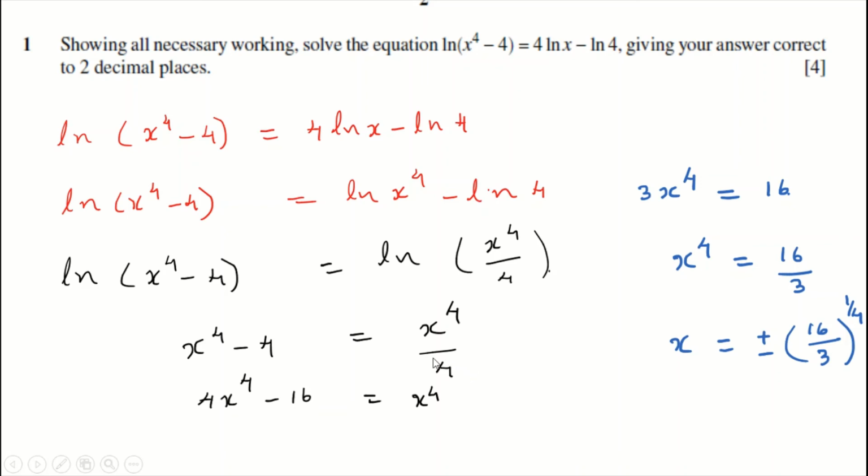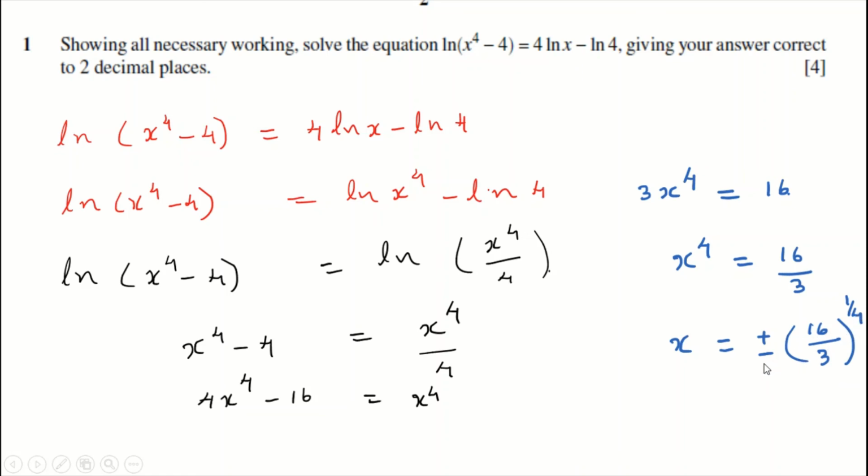Then we cross multiply by this 4. When you multiply this side by 4, it will be 4x to the power 4 minus 16 equals x to the power 4. Then this x to the power 4 is taken to the left hand side and 16 is taken to the right hand side, which will simplify the equation to 3x to the power 4 equals 16, and then x to the power 4 is equal to 16 over 3. x is equal to plus or minus 16 over 3 to the power 1/4.